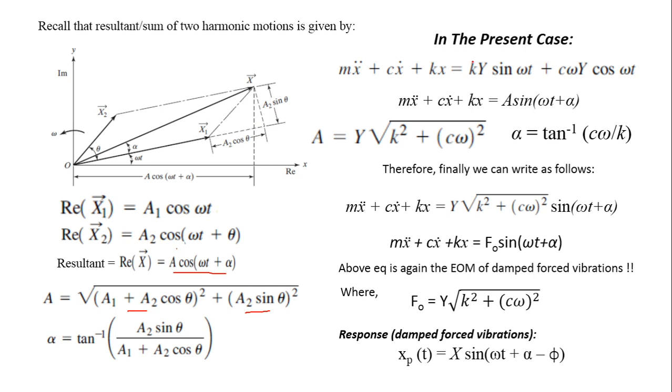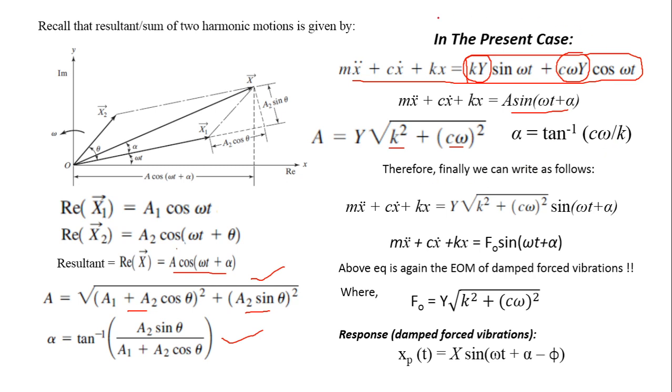Therefore, in the present case, we have this equation of motion, and we know that the right hand side represents the sum of two harmonic motions, which can be written like this: A sine omega t plus alpha, and this A will then be equal to the square root of the square of this plus the square of this. So it will be k square Y square plus c square omega square Y square, and so Y square can be taken out of the radical sign, and we are left with Y under root k square plus c omega whole square. And so tangent alpha from this formula will be this value divided by this value. So alpha comes out to be tangent inverse of c omega upon k.